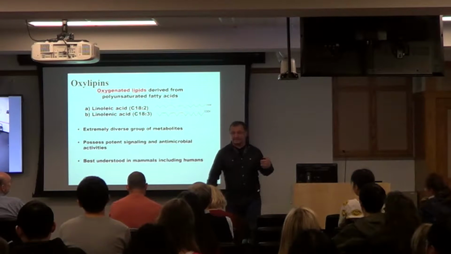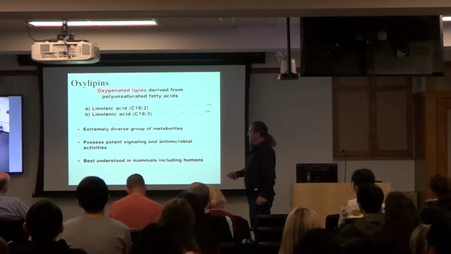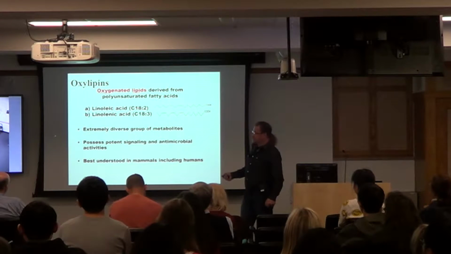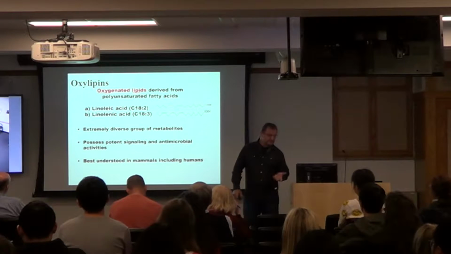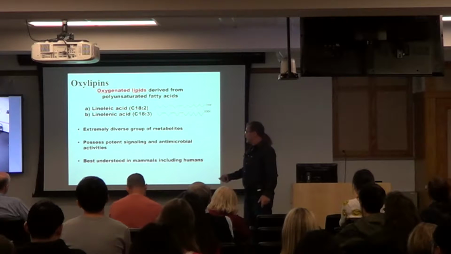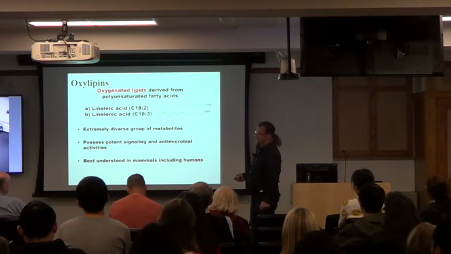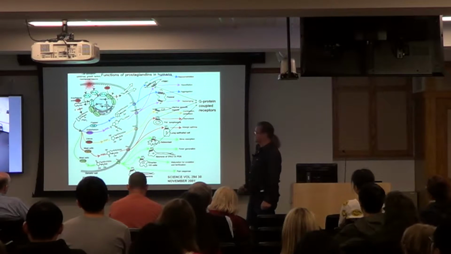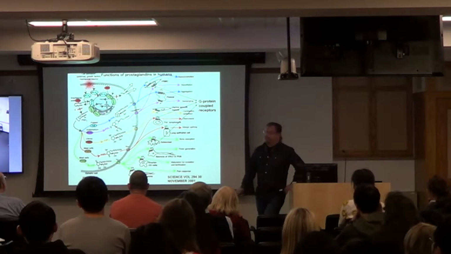I'll show you the scheme of biosynthesis of these oxylipins. In addition to just being metabolites, they are suspected to possess potent signaling activities and strong antimicrobial and anti-insecticidal activities. However, we know very little about what these molecules are doing in plants. We know what they do in animal systems, and let me show you that. This is an inspiration for my lab.